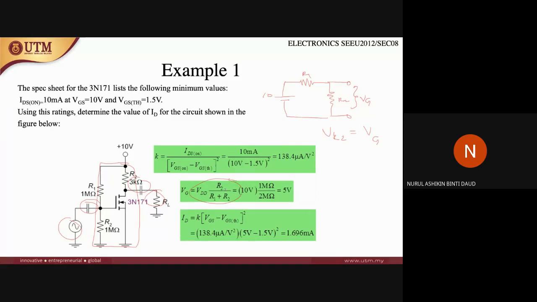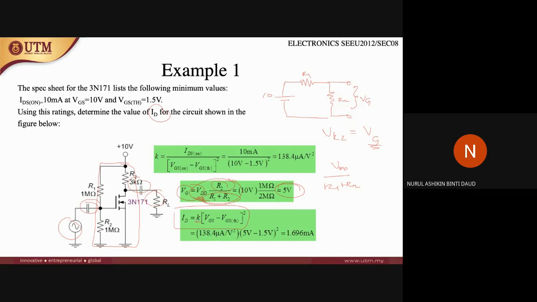The current is VDD over R1 plus R2, and then times R2, and you will get the value of VG. The value is 5 volts. Then they ask you to determine the value of ID, the current that flows inside the drain here. So for ID, use again the same formula.